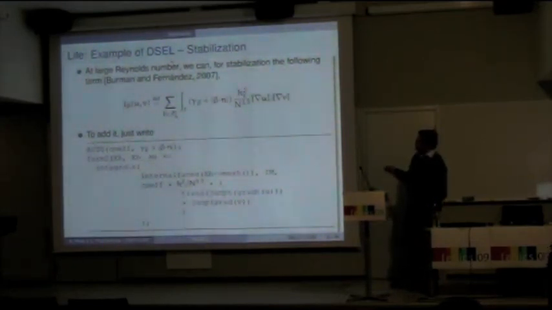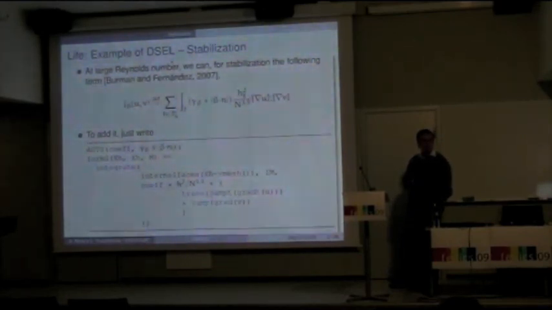To complete the example, if you go to large Reynolds number, you would need eventually to stabilize. And I show here just one possible example of stabilization. If you look at the work by Erik Burman and Miguel Fernandez in 2007, you could add this kind of term to your variational formulation, and that would read like this. You need basically to integrate over the internal faces this quantity, which is the generalized scalar product of the jump of the gradient of the velocities.